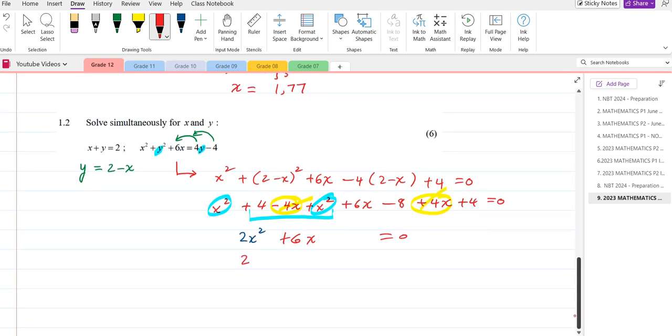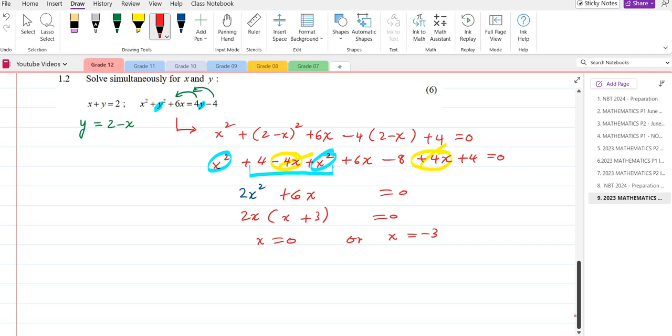You can take out 2x as a common factor, and we're left with x plus 3, because 6x divided by 2x is 3. 6 divided by 2 is 3, and x cancels out. 2x squared divided by 2x is x, equals 0. So x is equal to 0 or x is equal to negative 3.